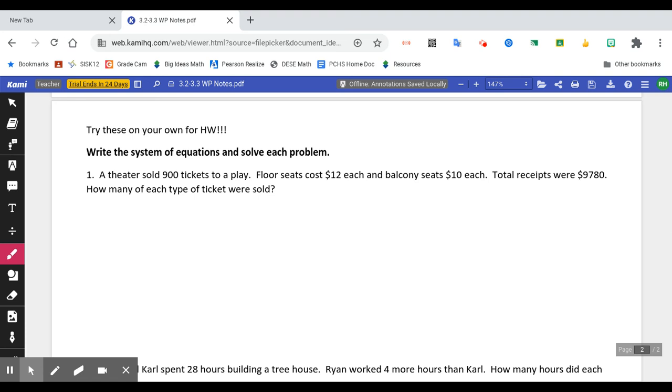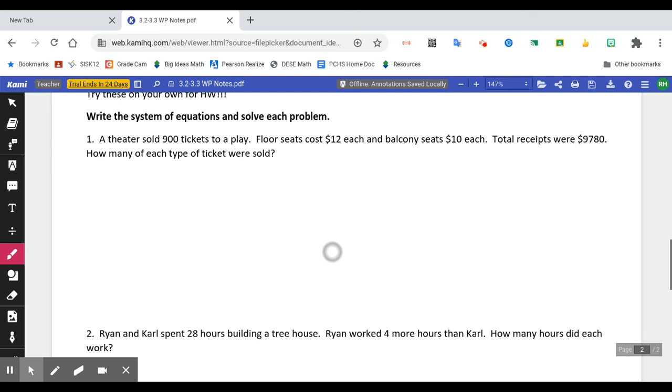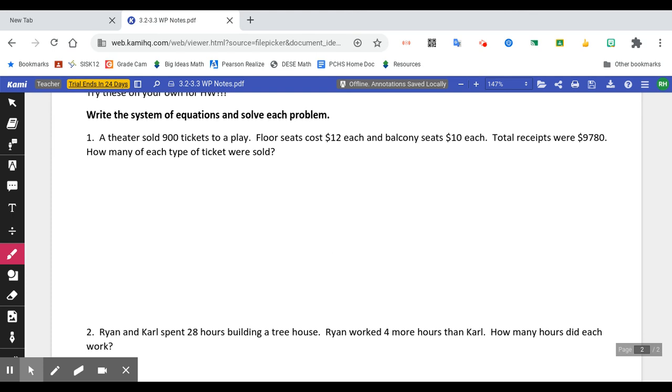Think about what your two variables are going to be. You're going to write two equations, usually one about items and one about money. If not, then they're just going to be different types of equations. Some will be substitution, some will be elimination. It just depends on the type of problem.